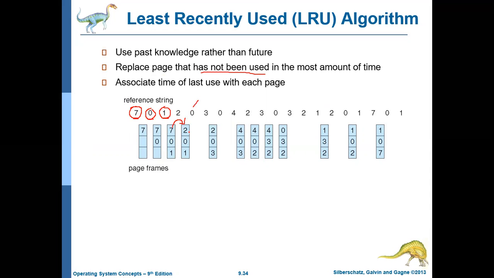Next is 0. 0 is already in the memory, no page fault. Next is 3. 3 is not in the memory, page fault, and 3 should replace either 2, 0 or 1. So which to replace? 0 is the one most recently used, 2 is the next most recently used, and 1 is the least recently used. So replace 1 by 3.